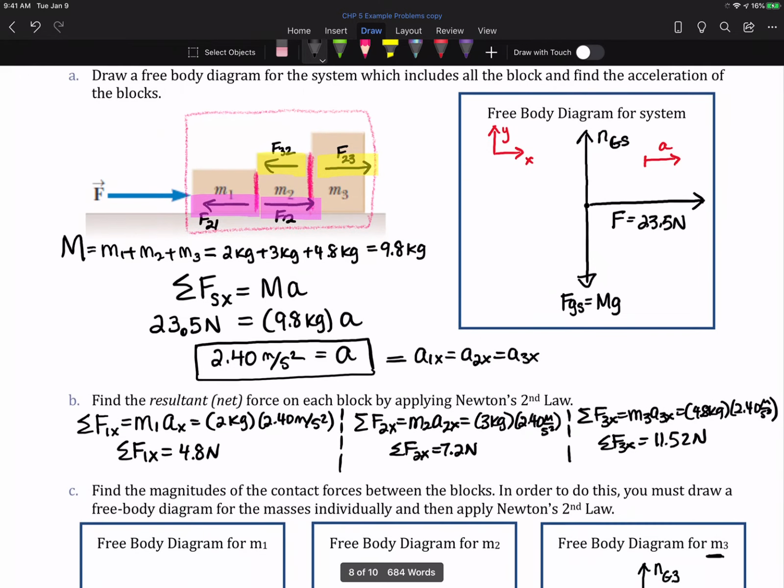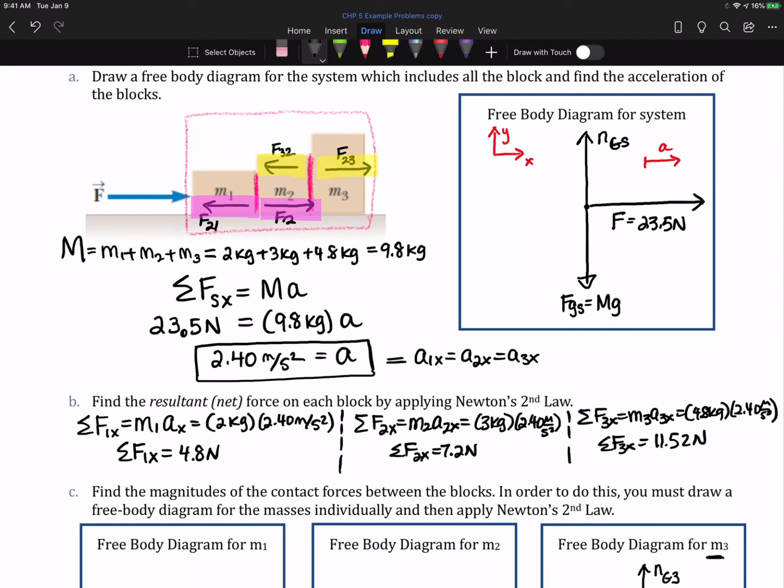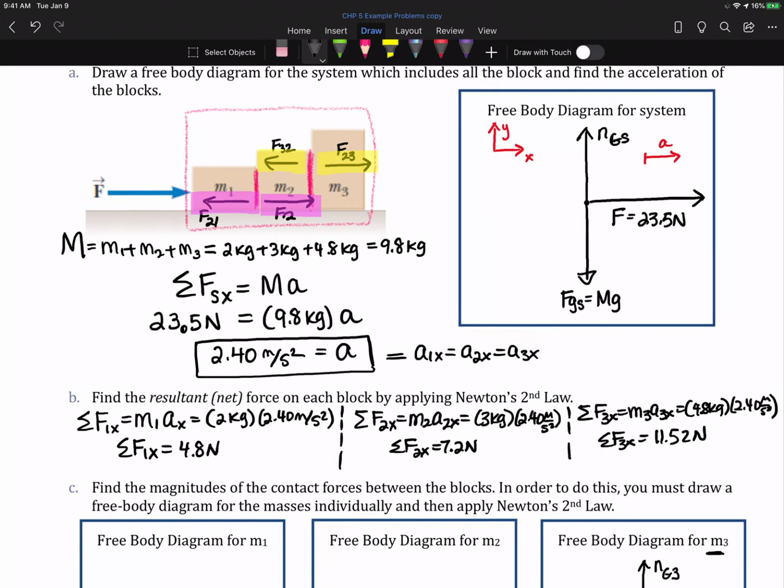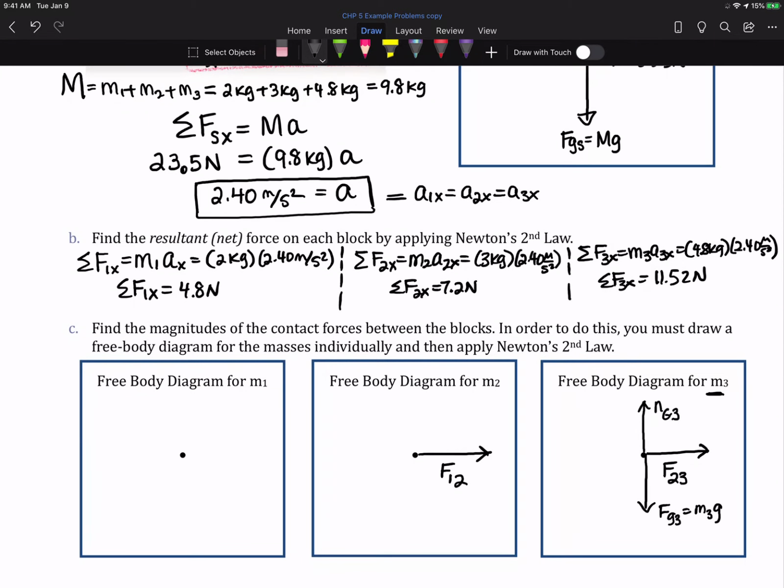When I look at mass 2, I realize that I have two forces acting on mass 2. I have a force acting to the right, which is the force that mass 1 exerts on 2, but then 3 pushes back on 2, so I have a force acting back, which is the force of 3 on 2. And then, as always, I have this contact force, because it's in contact with the ground, and I have the force of gravity.